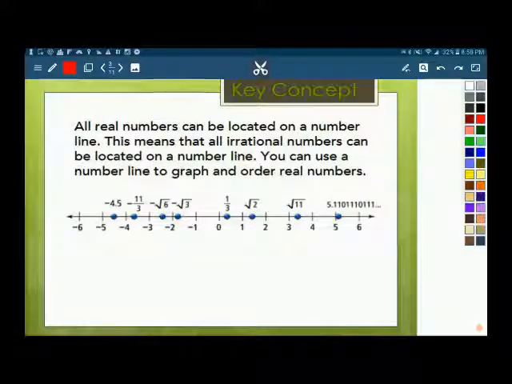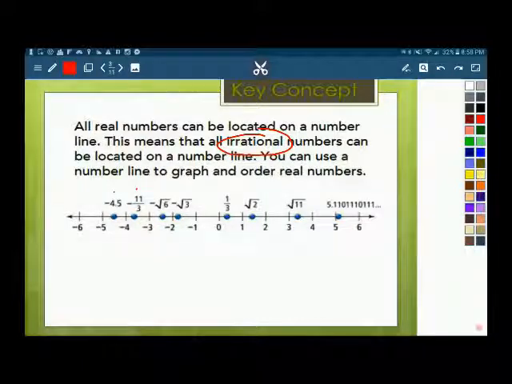So the key idea here is you can have numbers on a number line represented in many ways. All real numbers can be located on this number line. This means that all irrational numbers can also be located on a number line. You can use number lines to graph and order these real numbers. So as you can see from the number line I show you guys, you can see that negative 4.5 is less than a number like negative 11 over 3.